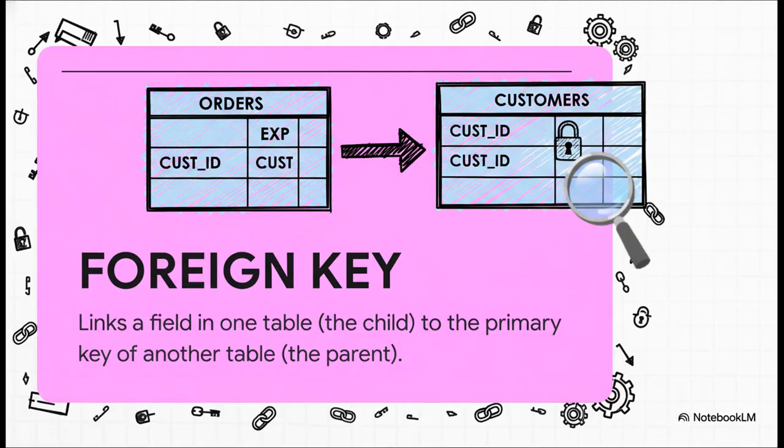Next up is the foreign key. This is the relationship builder. It creates this powerful, logical link between two tables, and what it does is prevent what we call orphaned data. For example, it connects the customer ID in your orders table back to the primary key in your customers table, guaranteeing that every single order belongs to a real existing customer.